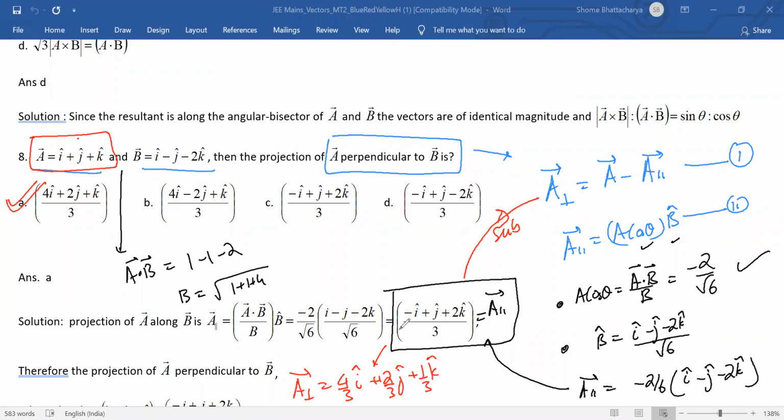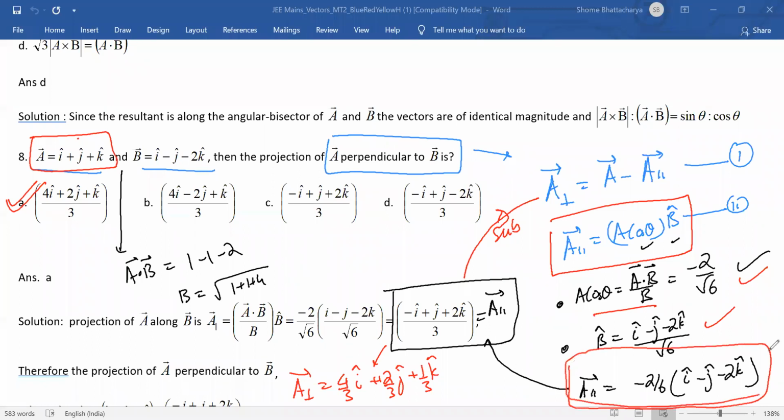All right, so hope this question is now clear to all of you. So these are the steps. You first calculate the parallel component by doing this. That A cos theta is coming from this, and B cap is coming from this. So then you multiply these two, and you get the A parallel vector. Now once you have the A parallel vector, you substitute it in this equation. So you are subtracting the parallel component vector from vector A. And the parallel component I've written better like this over here. So this will become like this.